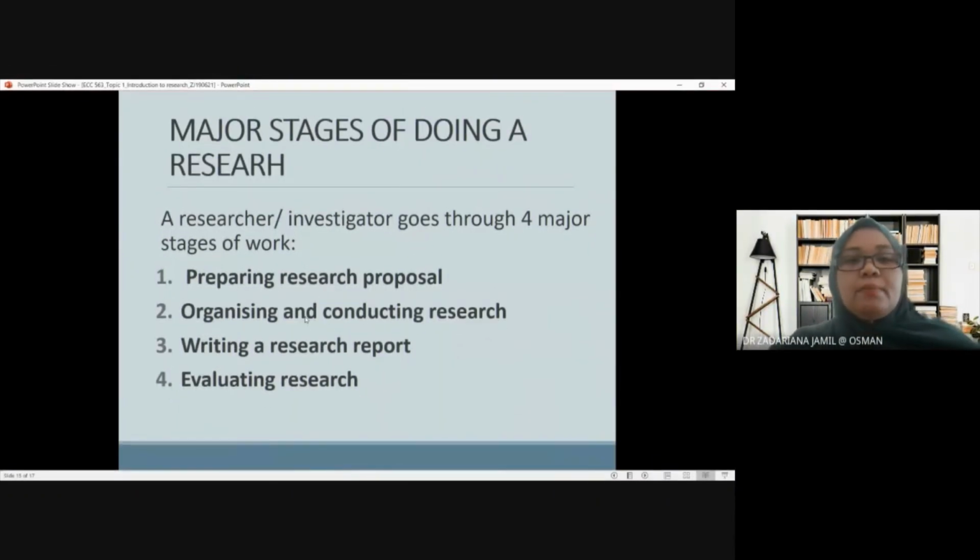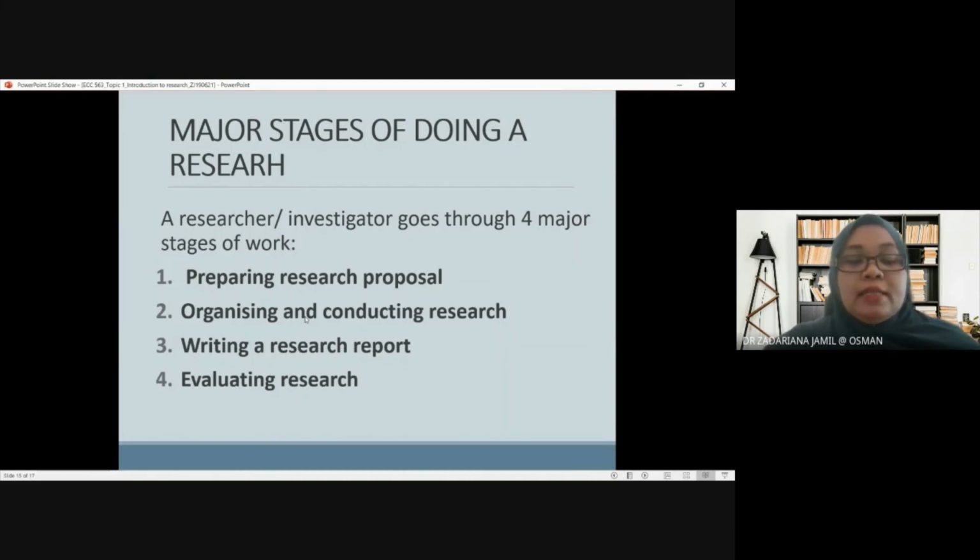This is the major stages of doing research. A researcher or investigator goes through four major stages of work. For the first work that you need to do before you do research, you need to prepare a research proposal. Before you carry out the work for a research, you need to prepare a proposal.